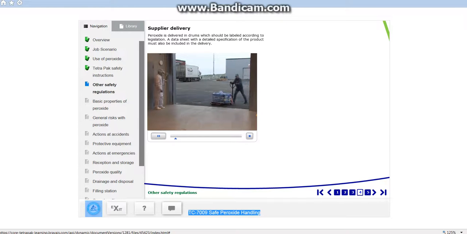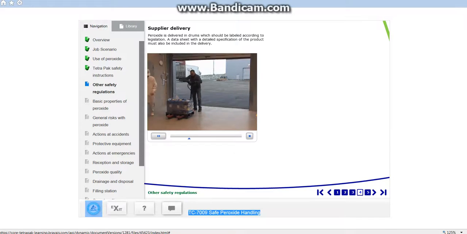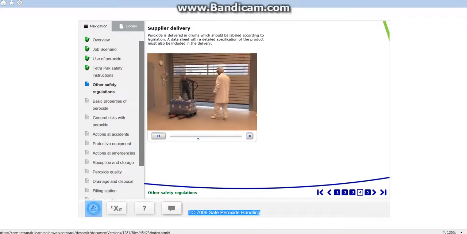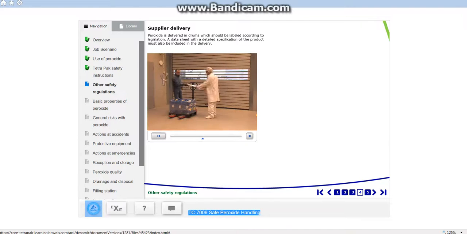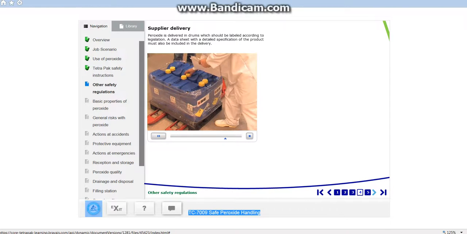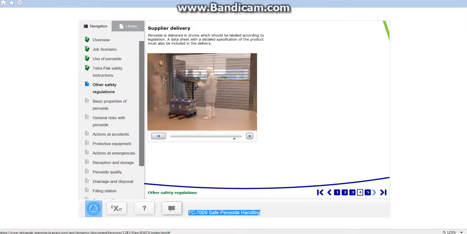Peroxide is delivered in drums, which should be labelled according to legislation. A datasheet with a detailed specification of the product must also be included in the delivery. Make a visual inspection to confirm that the drums are undamaged and that they are fitted with a ventilation cap to prevent overpressure.